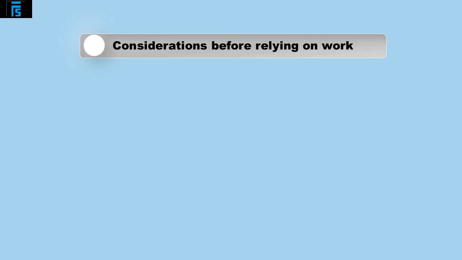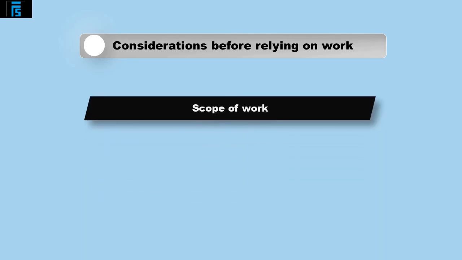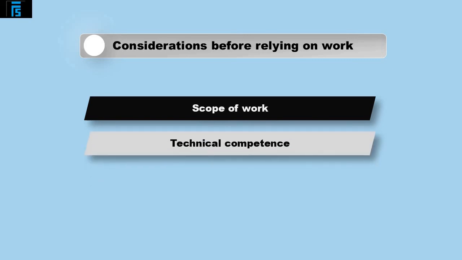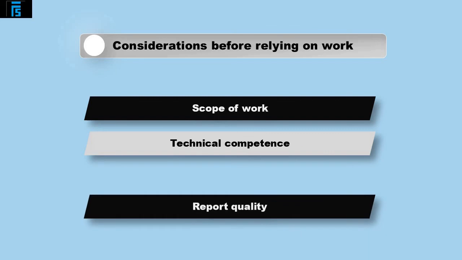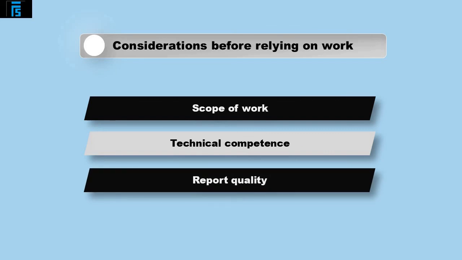Considerations would be the scope of work. They would address how much detail has gone into the work, as external auditors must provide reasonable assurance on the work they carry out. The technical competence. They would need to review the experience and qualifications of the internal audit team. The report quality. They would need to identify whether there is enough written evidence to ensure it forms sufficient appropriate evidence for the audit.